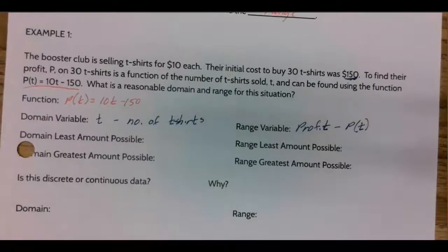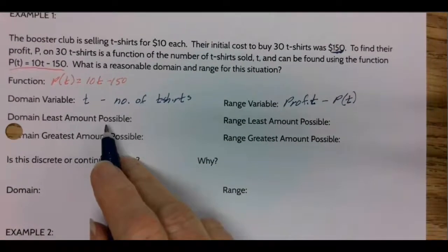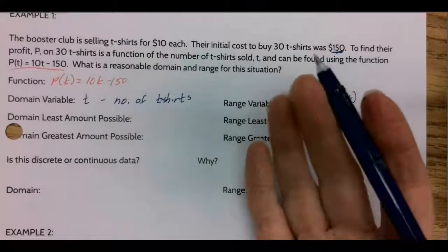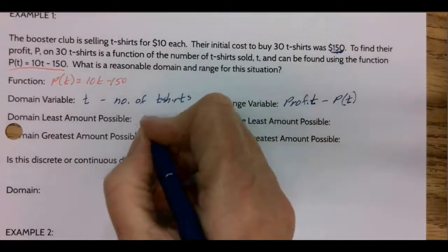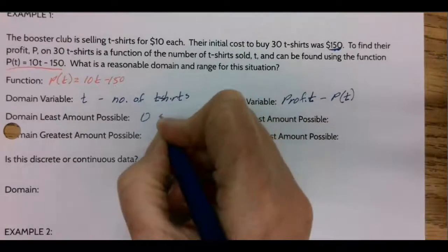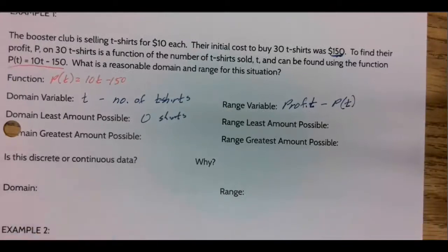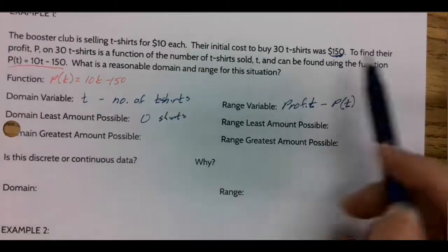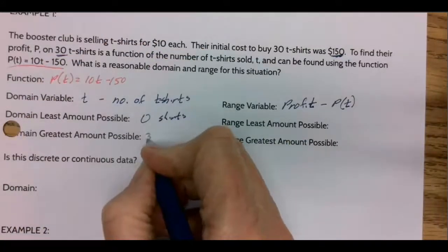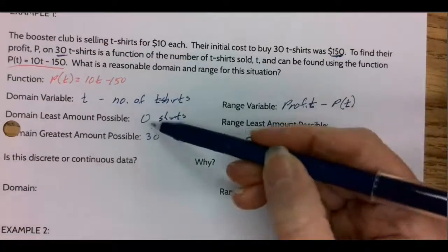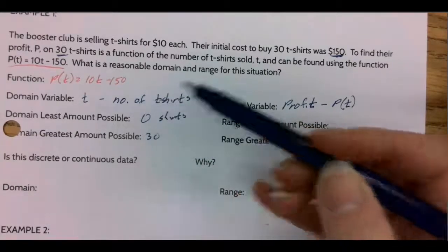This is our domain. Now we're going to look at the lowest number, the least that our domain can be. We'll just think logically. If you're selling shirts, what's the least amount you can sell? Exactly, 0 shirts. And what's the greatest? Well, they tell you that in the problem. Read through it. Their profit on 30 is what our domain is going to go to, from 0 to 30. So that we can figure out. We get to kind of control that.